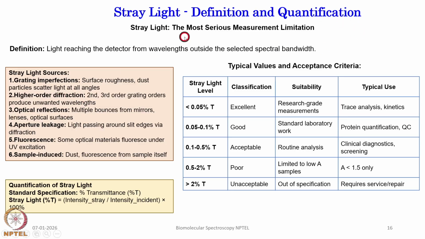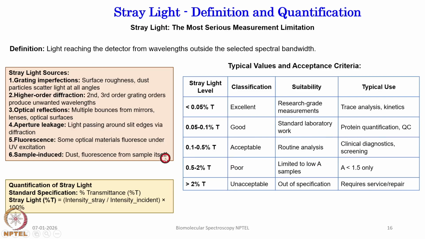Another one is stray light, the most serious measurement limitation. Stray light is light reaching the detector from outside the selected wavelength, and it can also be checked. If it is less than 0.05, it is excellent, research-grade measurement, and trace analysis and kinetics can be done. If it is between 0.5 to 1, it is good standard laboratory work. If it is 0.1 to 0.05, it is acceptable for routine analysis and clinical diagnostic analysis. If it falls in the poor and unacceptable range, you should not rely on it. So essentially you have to get it checked.